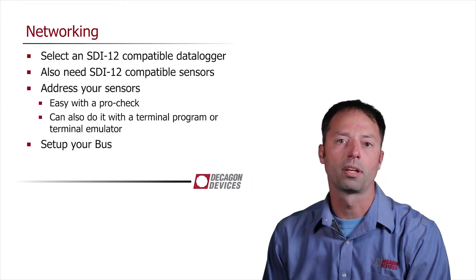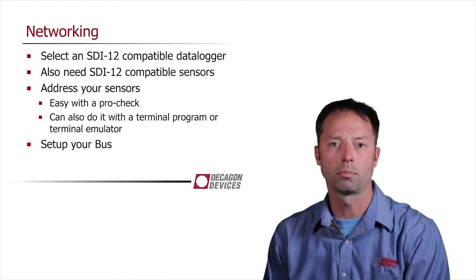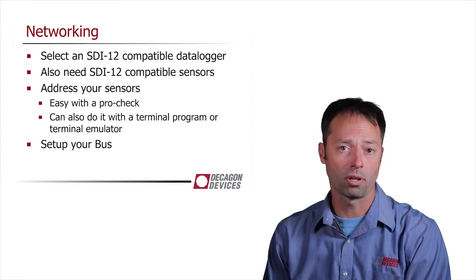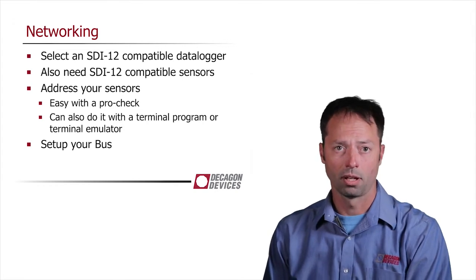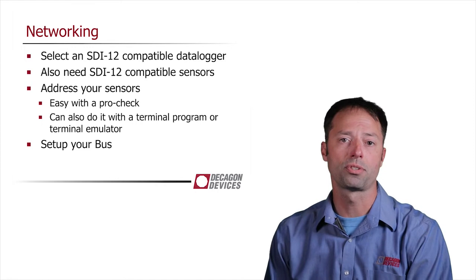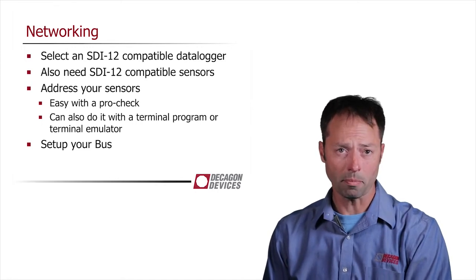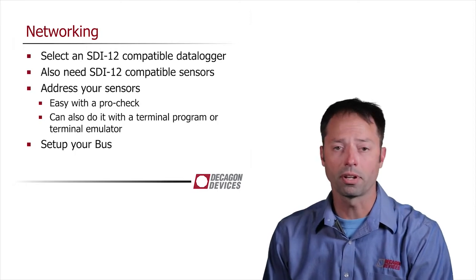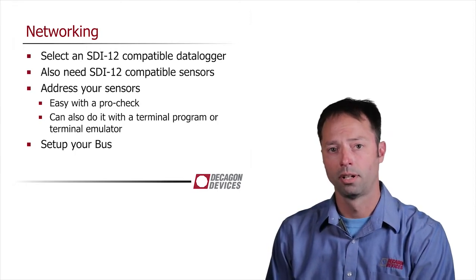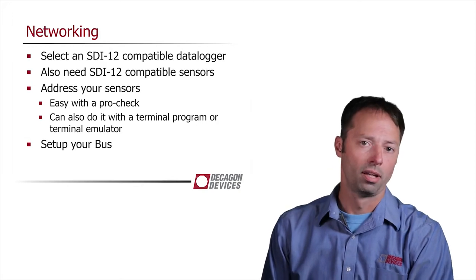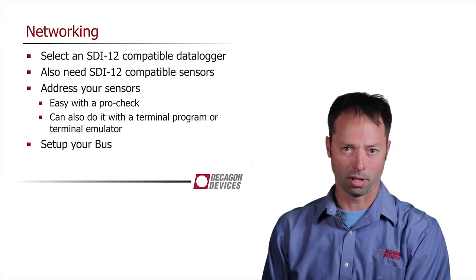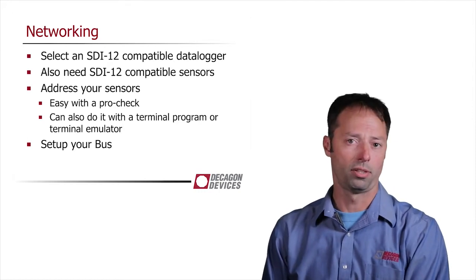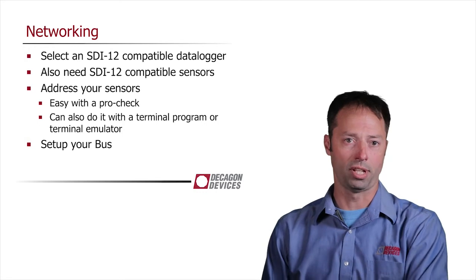So when you're networking, you need to start with an SDI-12 compatible logger. There are many different loggers out there with the SDI-12 protocol that can do this now. You also need SDI-12 compatible sensors. And then you need to address your sensors. For Decagon sensors, this is very easy to do with a ProCheck handheld reader, but you don't need a ProCheck. Many loggers have a terminal emulator or terminal interface with their sensors. You can program your sensors with a unique address that way.